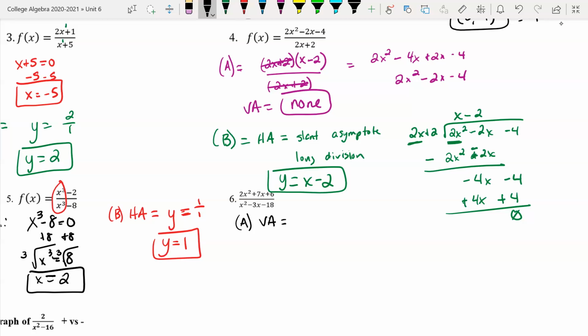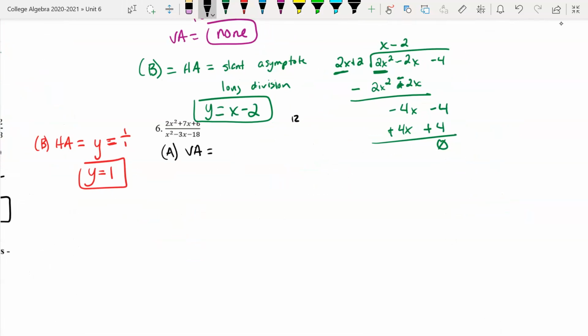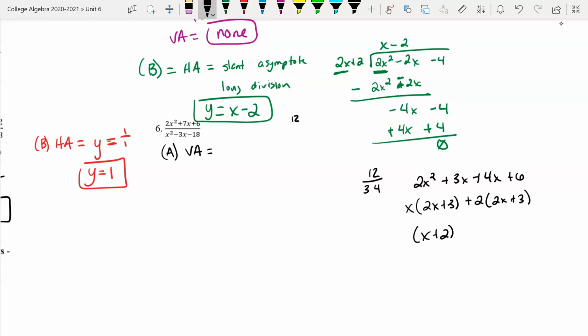On this one, if I factor the top and bottom, the top's going to factor into, I'm going to give myself some room over here. So I do 12, AC method, would be 3 and 4, so 2x squared plus 3x plus 4x plus 6. That would be x, so 2x plus 3. This would be plus 2, 2x plus 3.